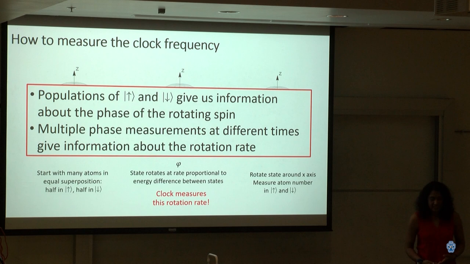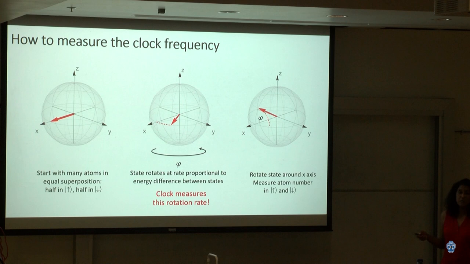So I kind of offhand mentioned that we need to measure the atom number in up versus down, right? But quantum mechanics is not deterministic. Measurement is actually probabilistic. So if you wanted to measure this state, what you'd have to do is a bunch of repeated measurements to see that you got up half the time and down half the time. If you want to measure this state, you'd do a bunch of measurements and see that you got up slightly more times. It's like flipping a coin and flipping a loaded coin.